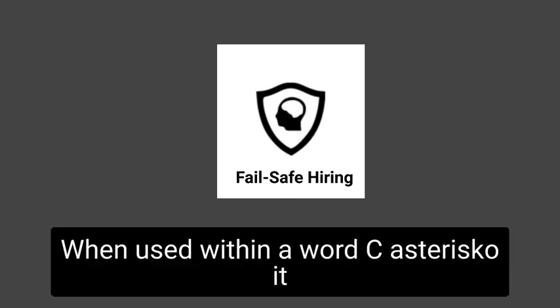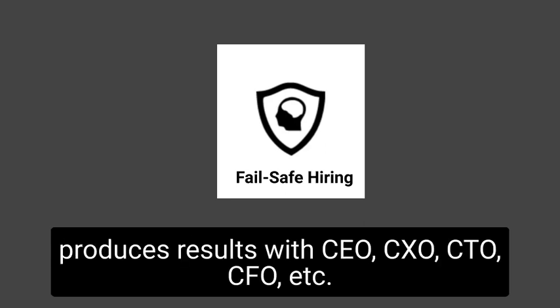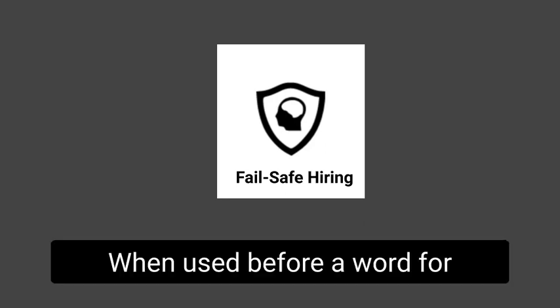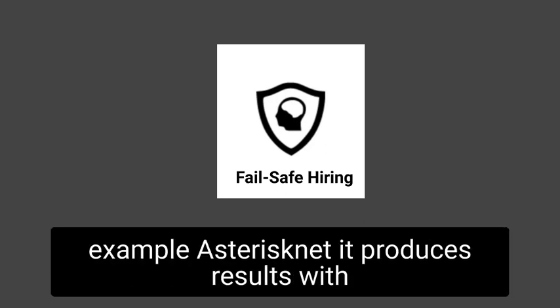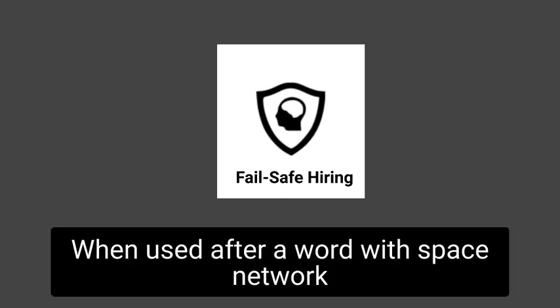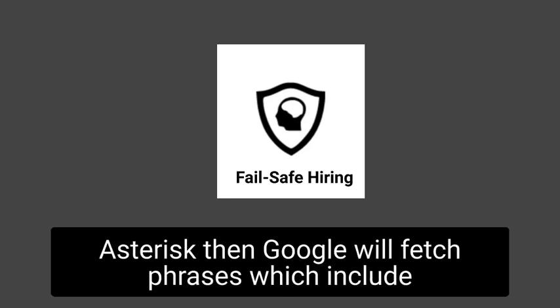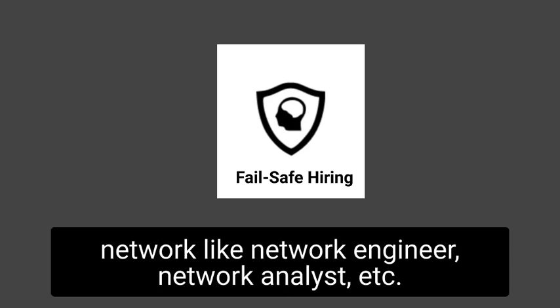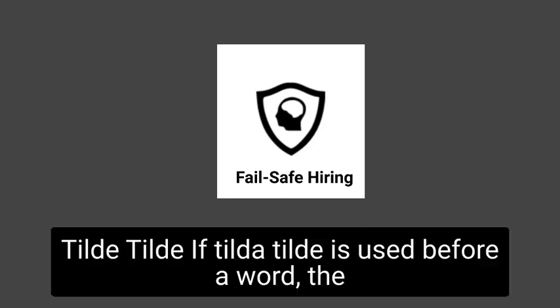When used within a word, C*O, it produces results with CEO, CXO, CTO, CFO, etc. When used before a word, for example, *net, it produces results with keywords like internet, intranet, etc. When used after a word with space, network *, then Google will fetch phrases which include network, like network engineer, network analyst, etc.